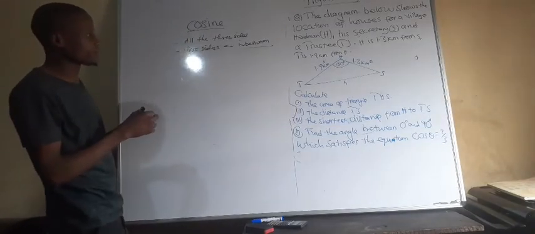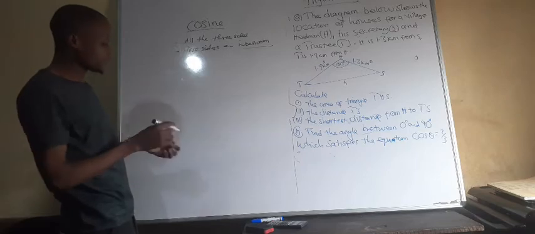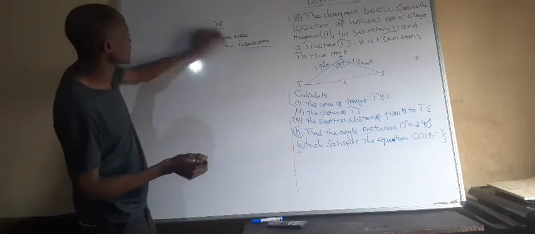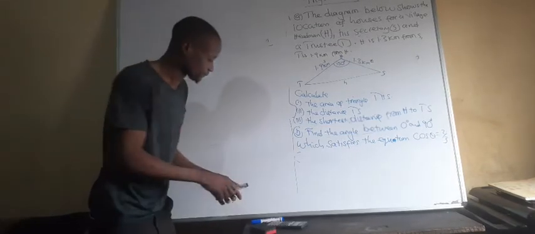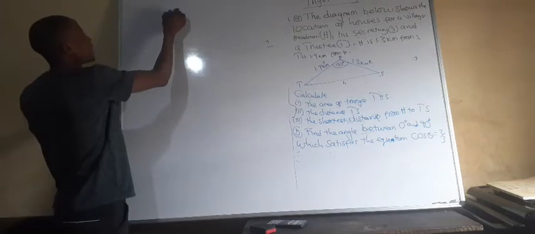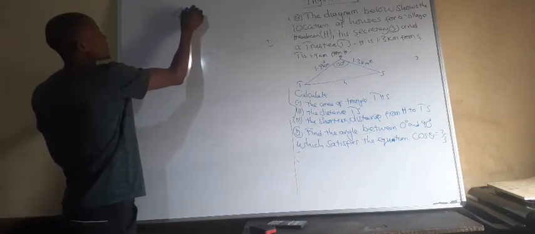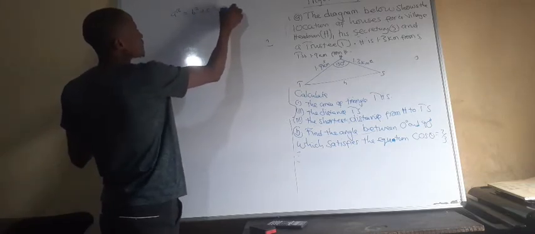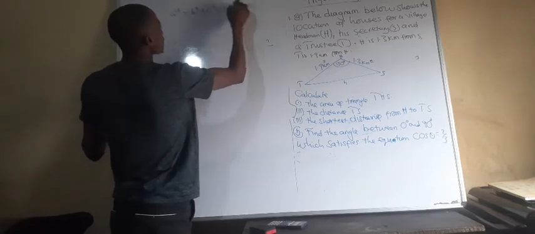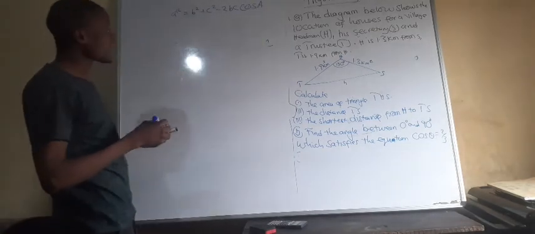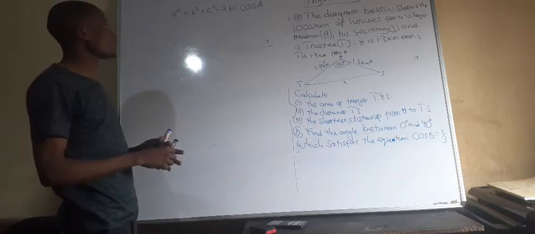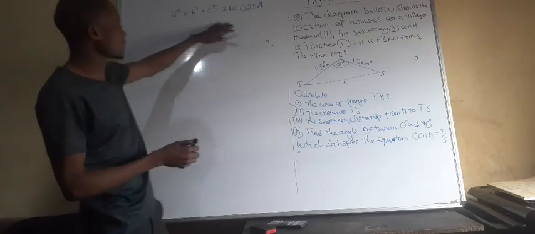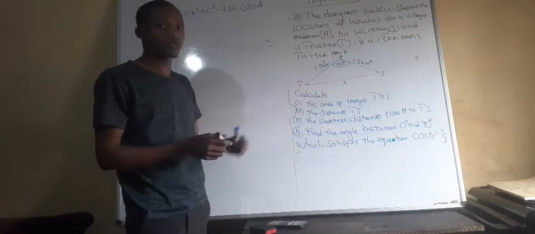So what is the formula for cosine law? The general formula for cosine law using the letters A, B, and C is A squared is equal to B squared plus C squared, then minus 2BC, then cos A. That's the general formula for cosine law using the letters A, B, and C. Now here we do not have A, B, and C, so we need to replace these letters with the letters which we have there.